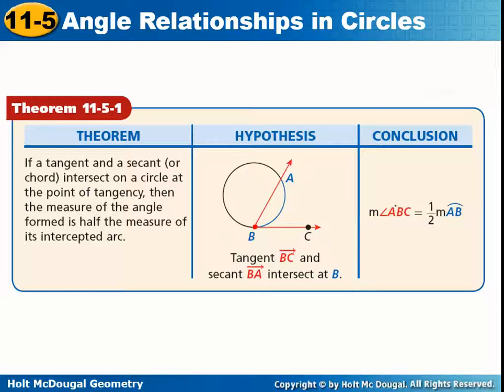This is exactly the same as an inscribed angle because really this is an inscribed angle. It's just that one of the lines is a tangent. So again, this angle will be half of the measure of its arc. So if this arc is 80 degrees, then the angle is 40 degrees. This is the same as for an inscribed angle. Same formula. It's just that instead of having two chords, it's a secant or chord and a tangent line.